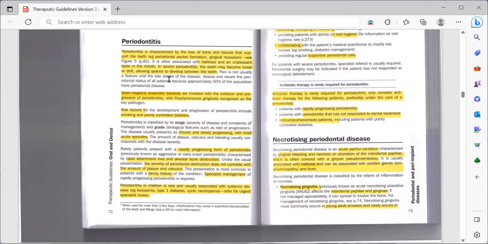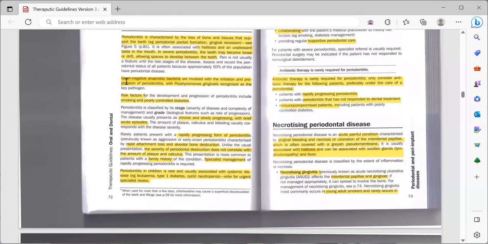Assess and record the periodontal stages of all patients because approximately 50% of the population have periodontal disease. Gram-negative anaerobic bacteria are involved with the initiation and the progression of periodontitis, and the main type of bacteria involved in periodontitis is Porphyromonas gingivalis. Then there are certain risk factors. So this is the cause of periodontitis, okay?